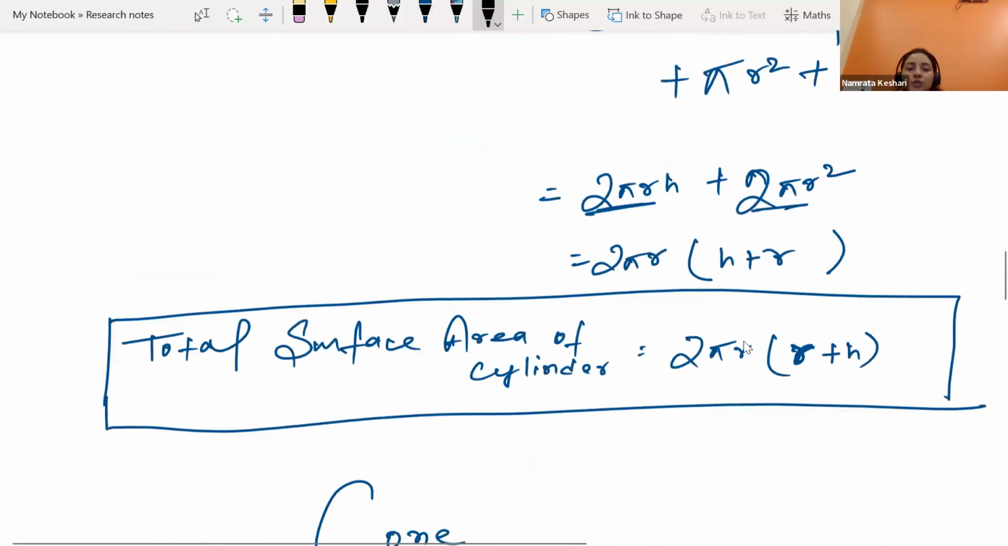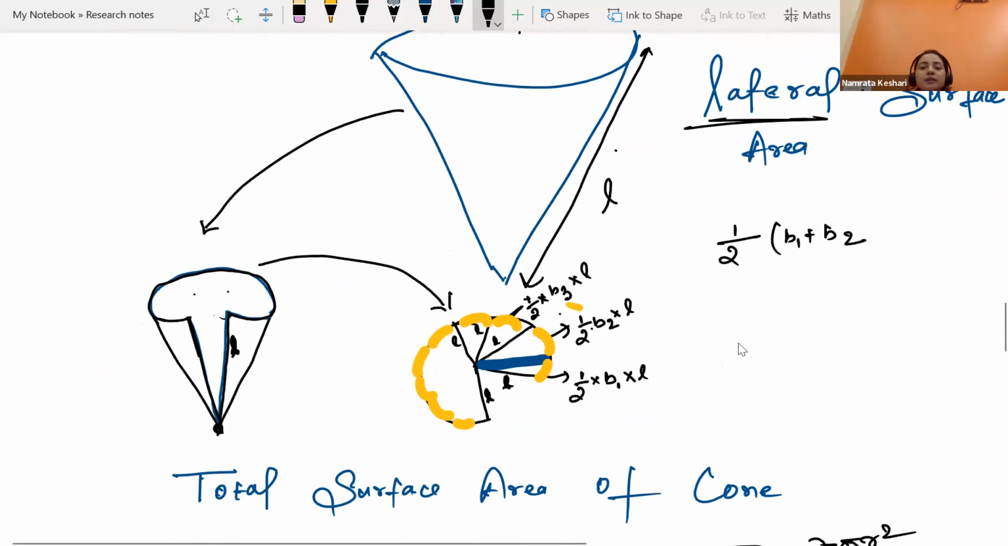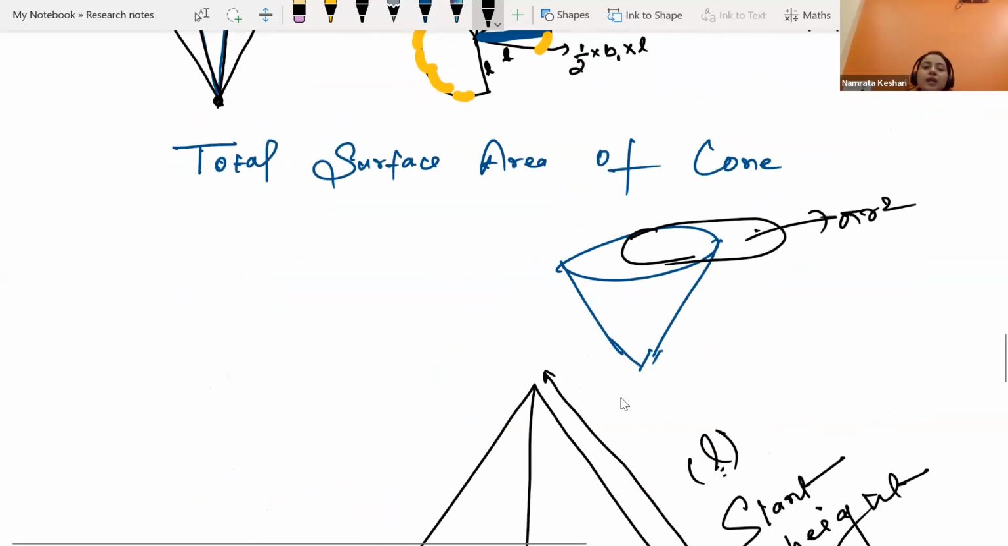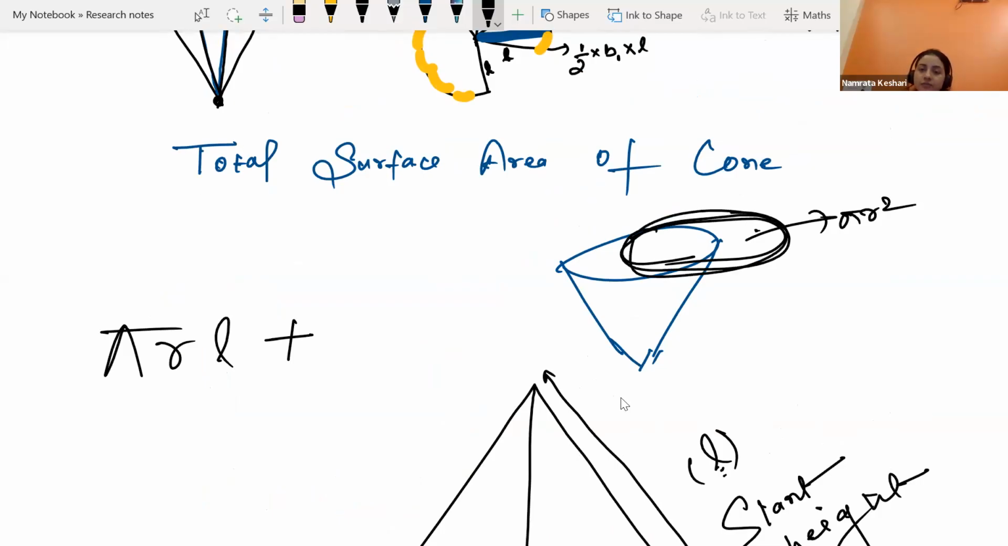Okay, so for the cone, we have found the lateral surface area, that is, the formula is pi RL. The lateral surface area of the cone formula is pi RL. And the total surface area of the cone formula is pi RL plus the area of this lid which I was talking about initially. Is it crystal clear so far?